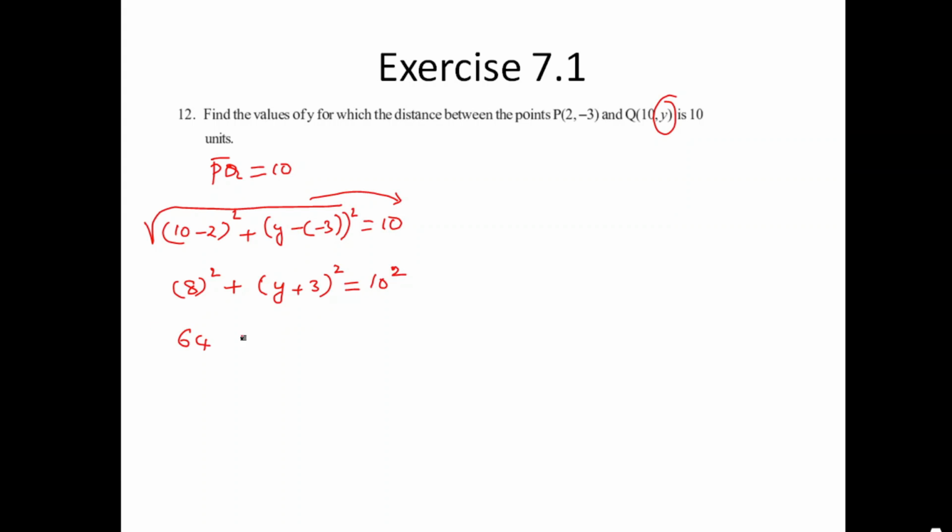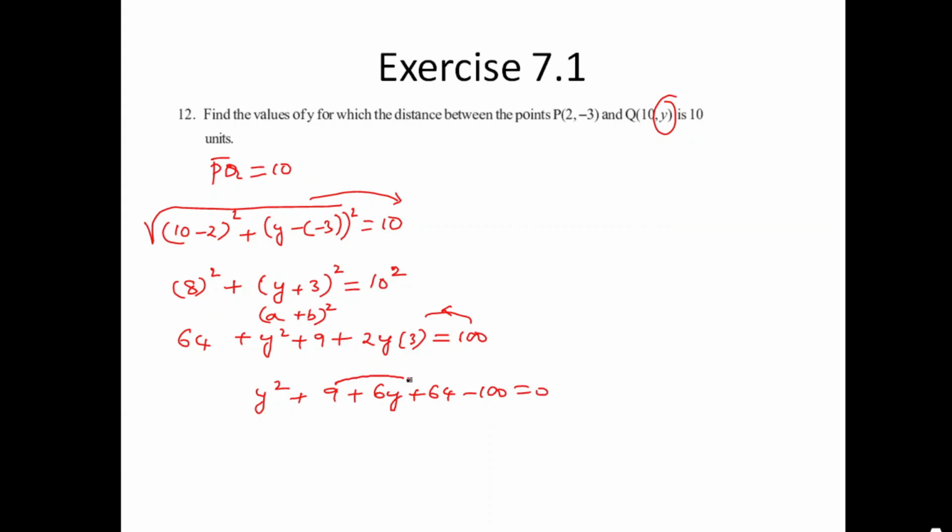So this is 64 plus (a plus b) whole square. That is a square plus b square plus 2ab equivalent to 100. Now I'm shifting this number inside and solving everything: y square plus 9 plus 6y plus 64 minus 100 equivalent to 0. Now you need to solve this one over here.